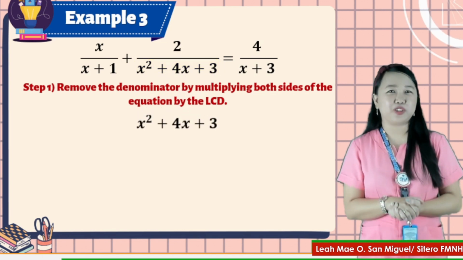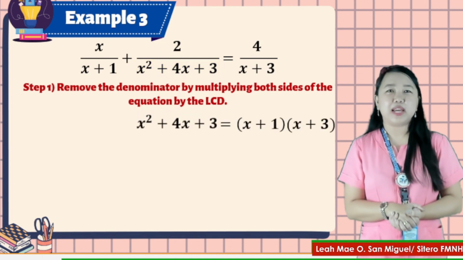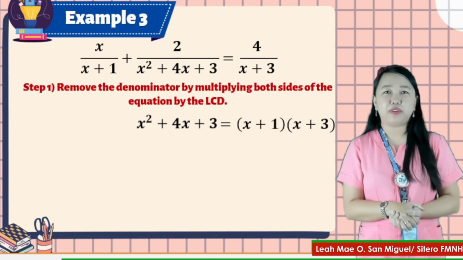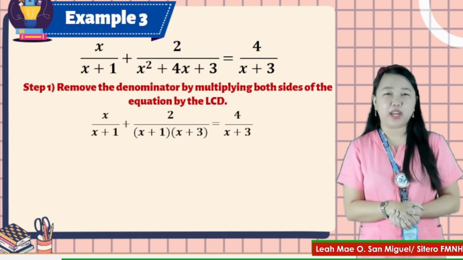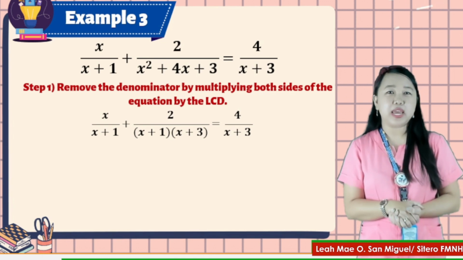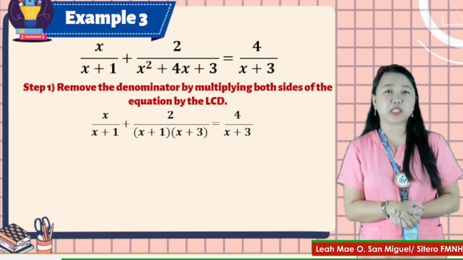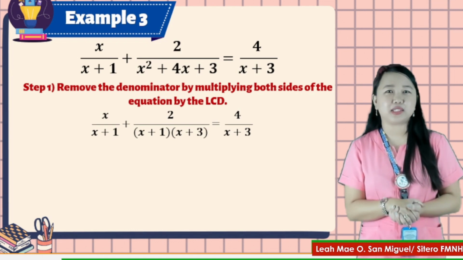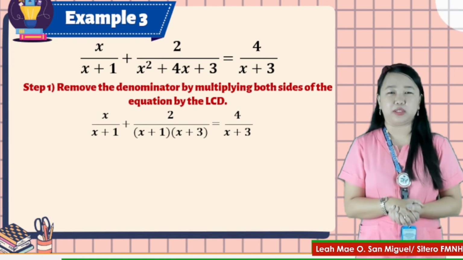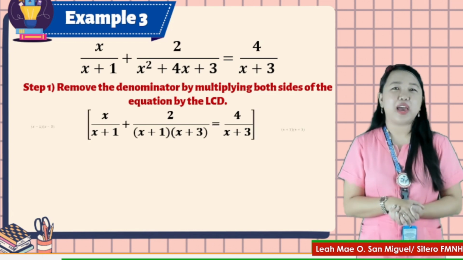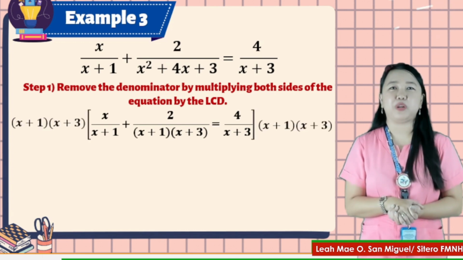Perfect! The factors are x plus 1 times x plus 3. We now have x over x plus 1 plus 2 over x plus 1 times x plus 3 is equal to 4 over x plus 3. Now, what is the LCD in the given equation? Great! We have x plus 1 times x plus 3.